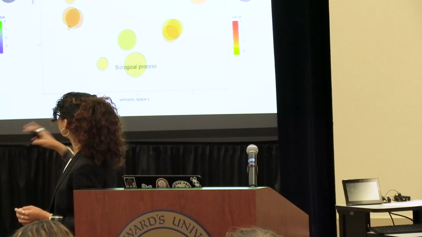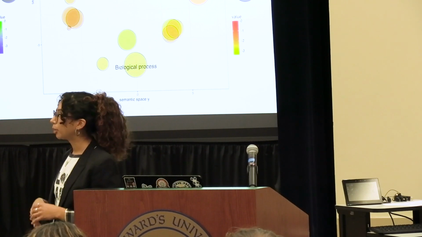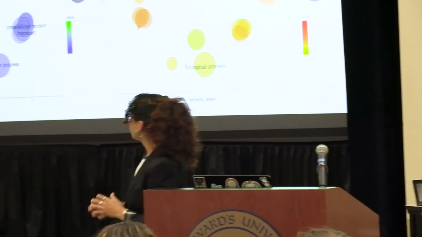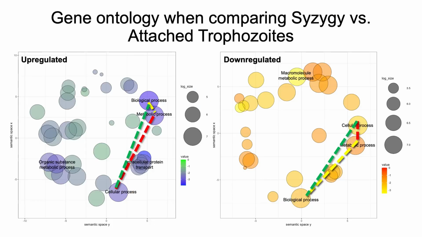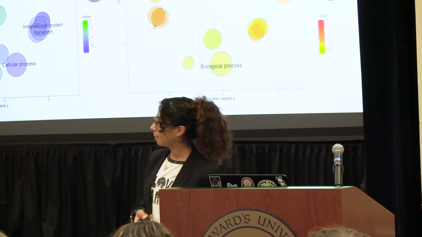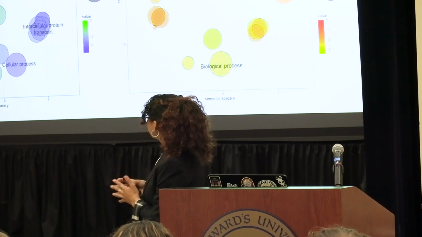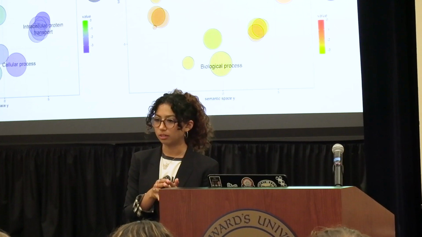So on our left, we have our upregulated genes, so the more dark blue, purple the circle is, the stronger that statistical significance is going to be. Whereas on our right, with the downregulated group, the yellow indicates the more statistically significant a gene ontology group will be. And the proximity of these groupings together indicates their similarities between one another.